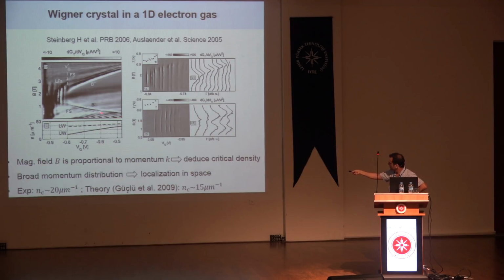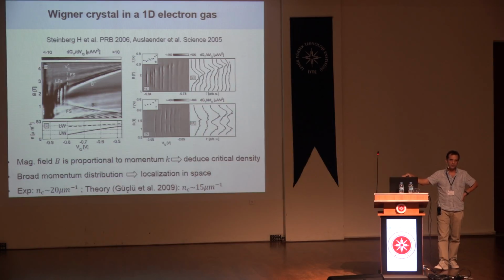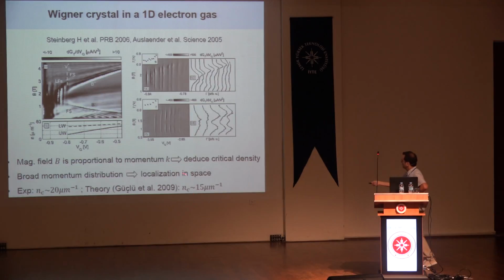What is interesting here is that as you lower the electronic density by gating the system, at this point something strange happens. Here you have a zoom of this region. Now you have a broad momentum distribution. So broad momentum distribution means localization in space.